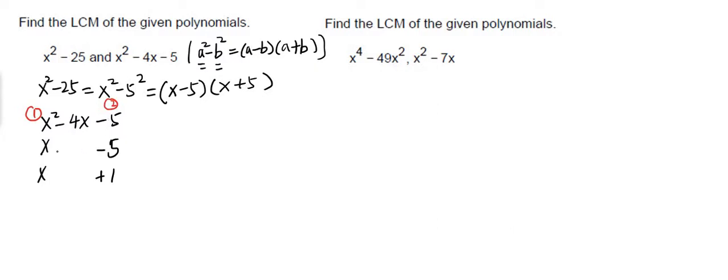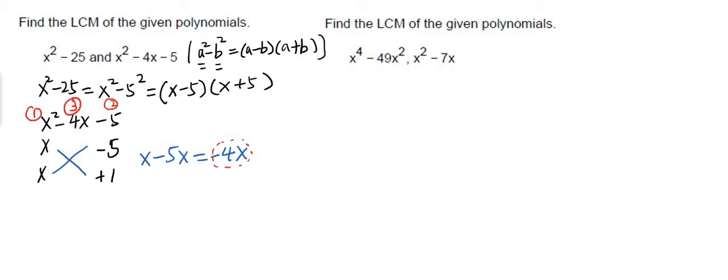Now for the second step, we're gonna do the cross product. So cross product. Okay, x times 1 is x, negative 5 times x is negative 5x. That boils down to negative 4x. Okay, negative 4x is exactly the middle term, that is the third term. So that means this breaking down is successful because it will give you negative 4x.